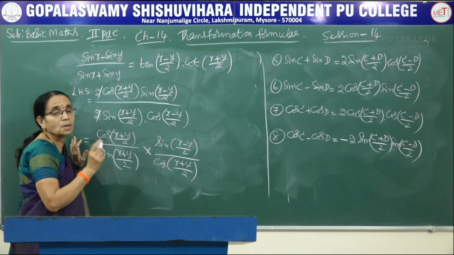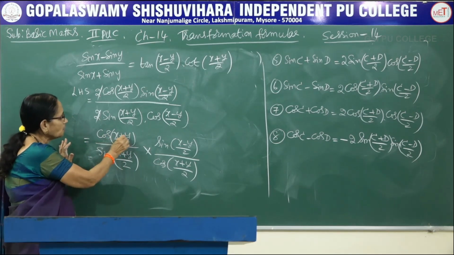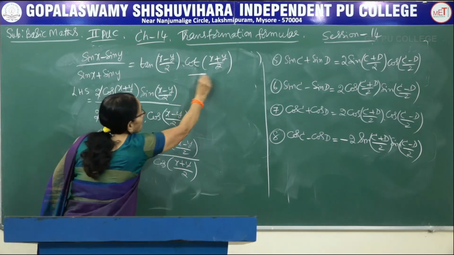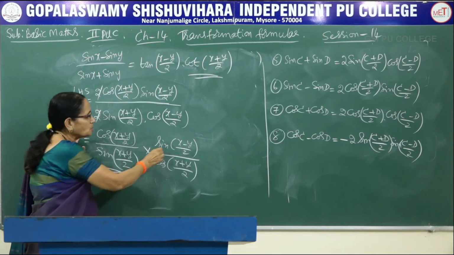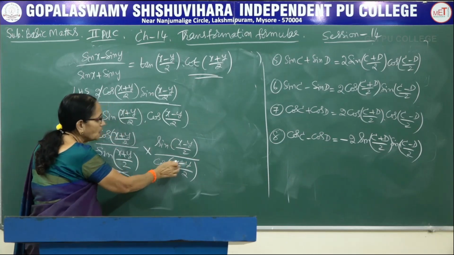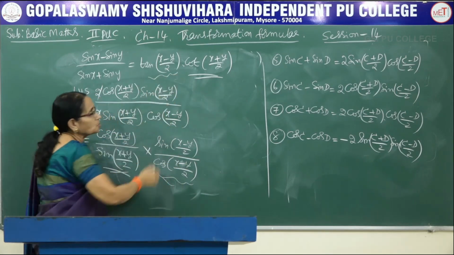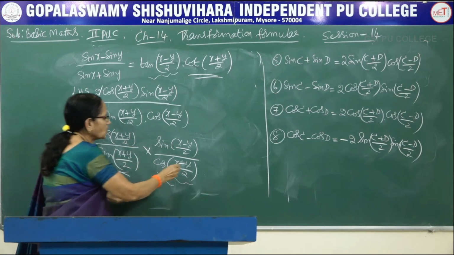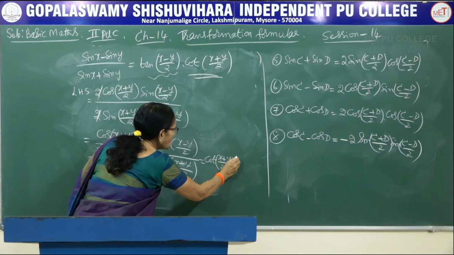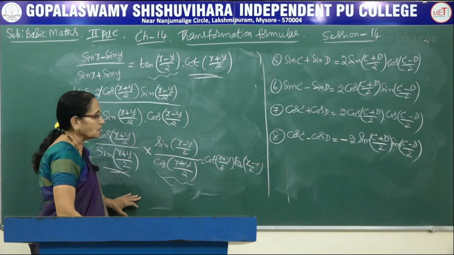Look at this one. You know that cot theta is cos theta by sin theta. Theta should be same. So it is cos of x plus y by 2 divided by sin of x plus y by 2. It is nothing but cot of x plus y by 2. Now sin x minus y by 2 over cos of x minus y by 2 is nothing but tan of x minus y by 2. So the order is different. You can write it as cot of x plus y by 2 into tan of x minus y by 2. And that is the answer we wanted on the right hand side.